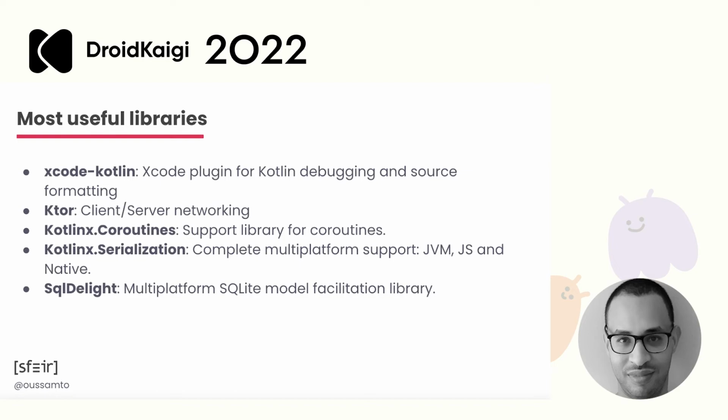Then, as we mentioned before, the Ktor library, specifically the Ktor HTTP client, facilitates networking in Kotlin Multiplatform Mobile projects for Android and iOS. The goal of Ktor is to provide an end-to-end multiplatform framework for connected applications. Then KotlinX coroutines and serialization, two libraries which come with multiplatform support.